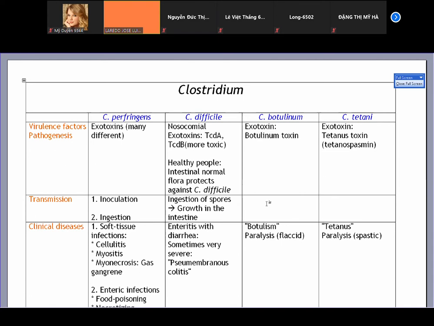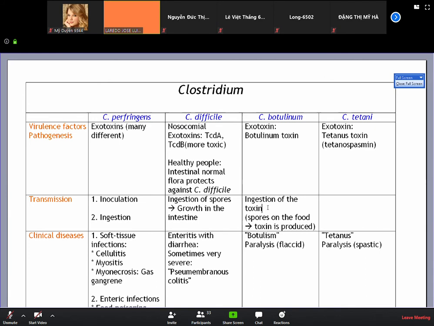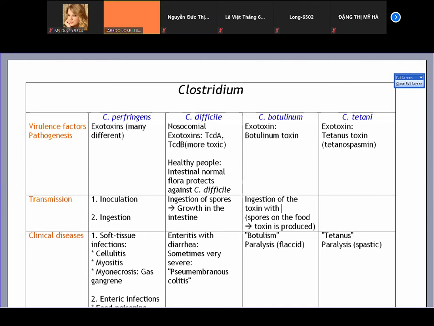What about the transmission? The transmission of both bacteria is different. The transmission of Clostridium botulinum is through ingestion of the toxin. Spores contaminate the food, Clostridium botulinum appears and the toxin is produced. So, ingestion of the toxin with the food. This is the most common way of transmission, but not the only one.